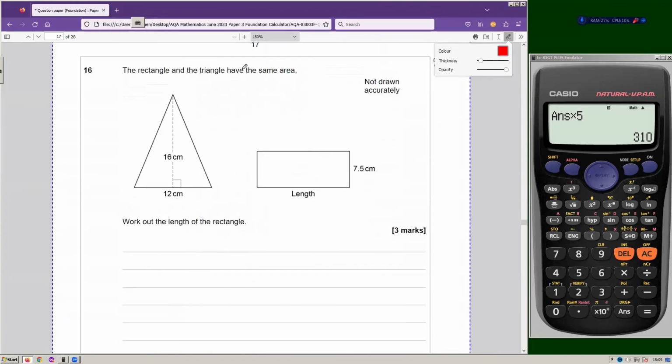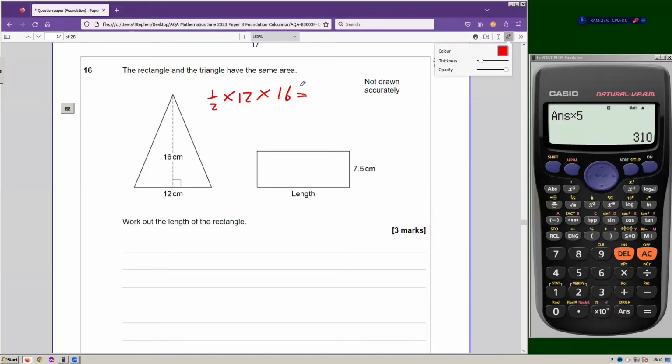The rectangle and the triangle have the same area. Work out the length of the rectangle. Well, the way I would do it, we've got to work out this area, and the area of a triangle is half the base times the height. So the base is 12, so the height is 16.